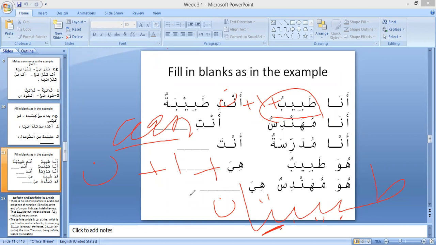Okay. So that is how you turn a singular male and a singular female into dual. Tabib becomes tabiban. Tabibah becomes tabibatan. Muhandis, muhandisan. Muhandisah, muhandisatan. Mudarrisah, mudarrisatan. Mudarris, mudarrisan. Right? Is that clear?